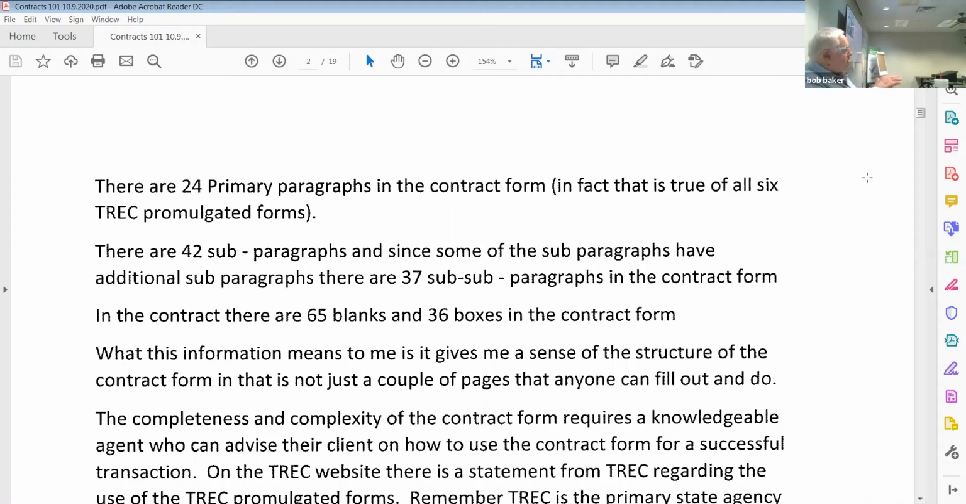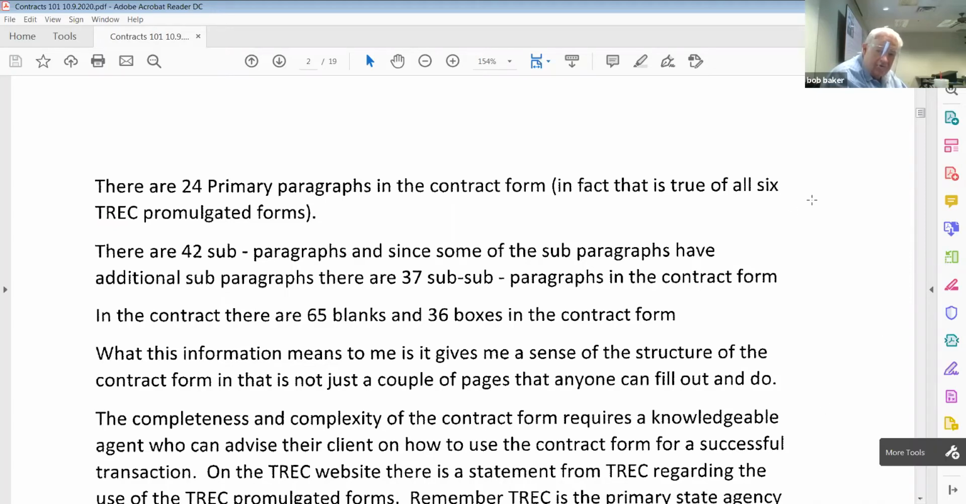But the more you know about those types of things, the more confident you feel about your understanding of how this works. And that confidence comes across to your client as you work through that. So I would really encourage you to see all these kinds of things, just a bit of an overview. When you look at how many paragraphs, how many subparagraphs, blanks and boxes, you begin to get a sense that this is just not a couple of pages. This is complex. There's a lot to it. And all the things that are there impact the clients and the transaction. And it helps you have a little bit more respect.